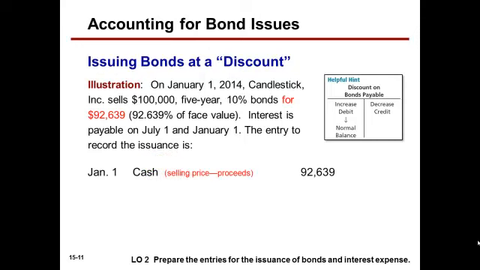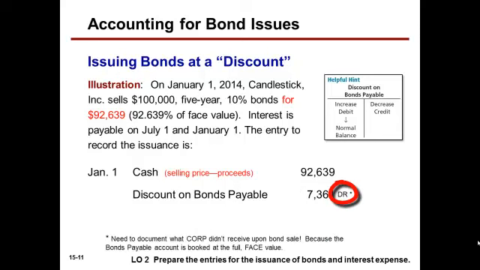We'll debit cash. The proceeds are the selling price, $92,639, increasing cash. We'll debit this new account called Discount on Bonds Payable, $7,361. This is the amount that we did not receive based on face value. It's a debit value account. We need to document what the corporation did not receive upon the bond sale.